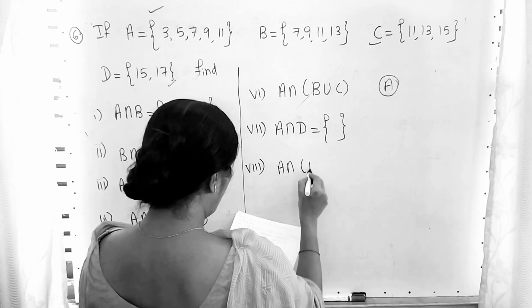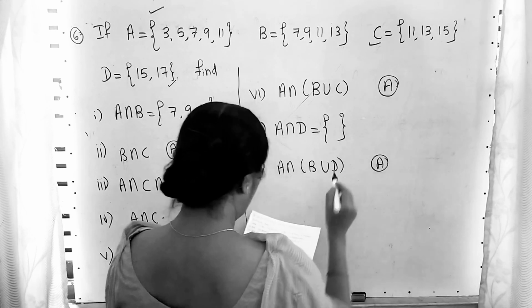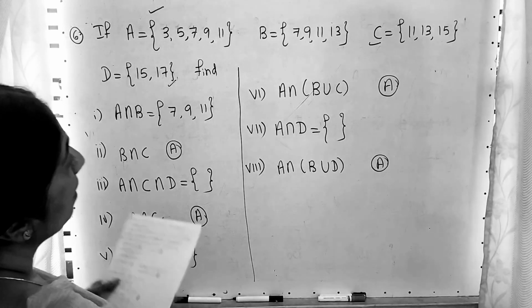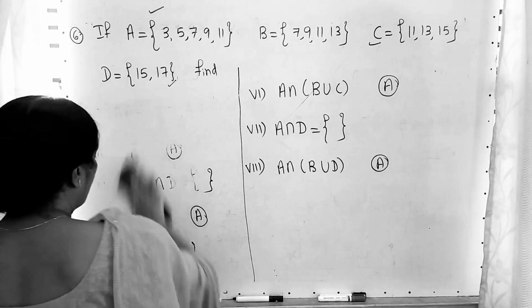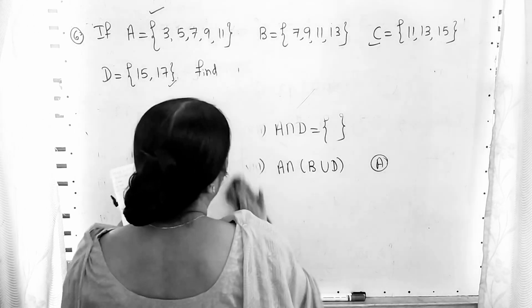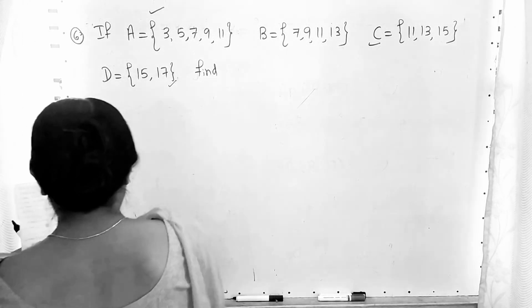Then the eighth one, A intersection B union D. This is an assignment. As I told you, don't worry, I will explain each and every concept in the next class. So, just to make you perfect, I am giving you questions as an assignment. Now moving to the ninth question.